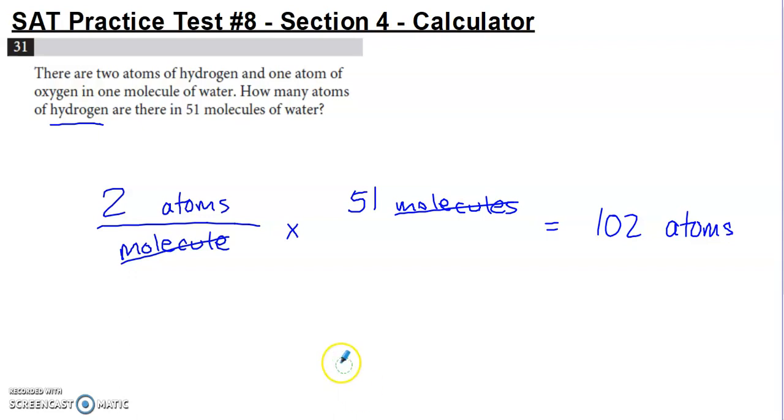So in number 31 here, they tell us that we've got 2 atoms of hydrogen and 1 atom of oxygen in 1 molecule of water. How many atoms of hydrogen? So we don't care about the oxygen. How many atoms of hydrogen are there in 51 molecules of water? So there's 2 atoms per 1 molecule. If I multiply that by 51 molecules, so just a little dimensional analysis going on here, what I end up with is 102 hydrogen atoms in 51 water molecules.